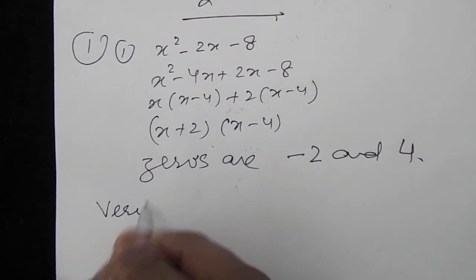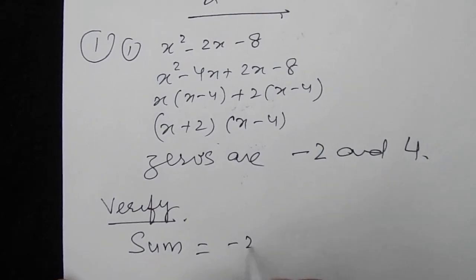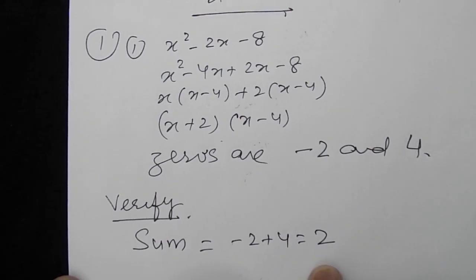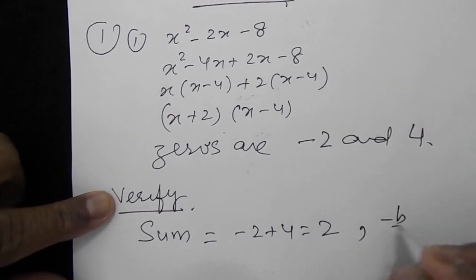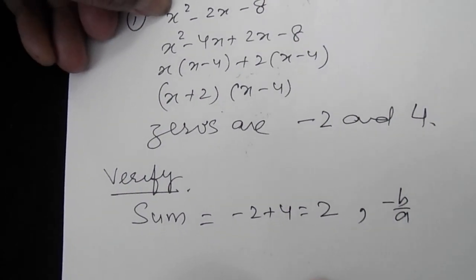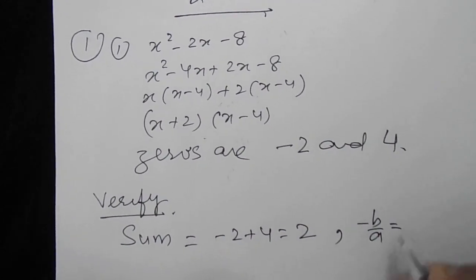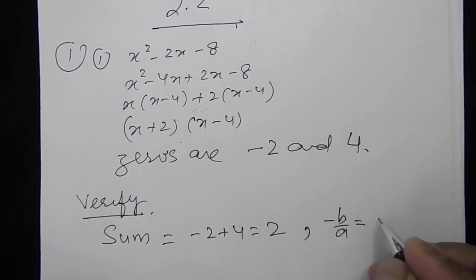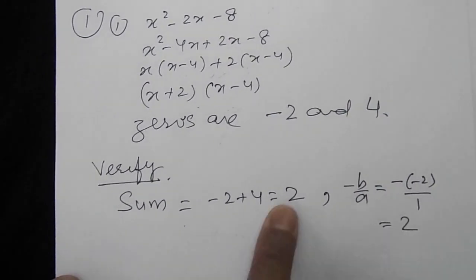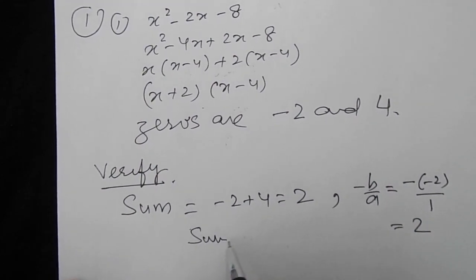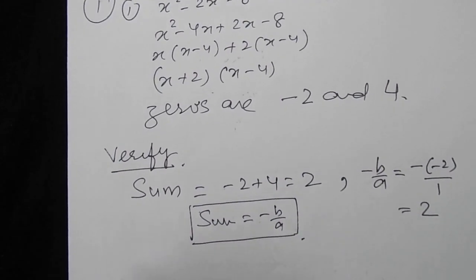Now we need to verify. The sum of the zeros, minus 2 plus 4, is 2. And the formula for the sum is minus b by a. If you see the question, a is 1 and b is minus 2. So minus b by a is equal to minus times minus 2 by 1, which is 2. So we have verified that the sum is equal to minus b by a. Similarly, we will verify the product.